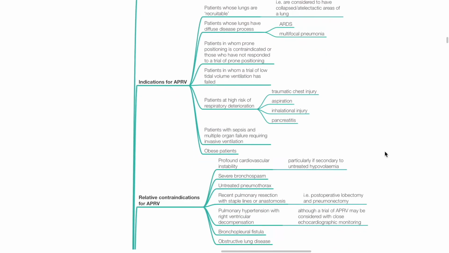Patients in whom a trial of low tidal volume ventilation has failed. Patients at high risk of respiratory deterioration, such as traumatic chest injury, aspiration, inhalational injury, and pancreatitis. Patients with sepsis and multi-organ failure requiring invasive ventilation, and obese patients.